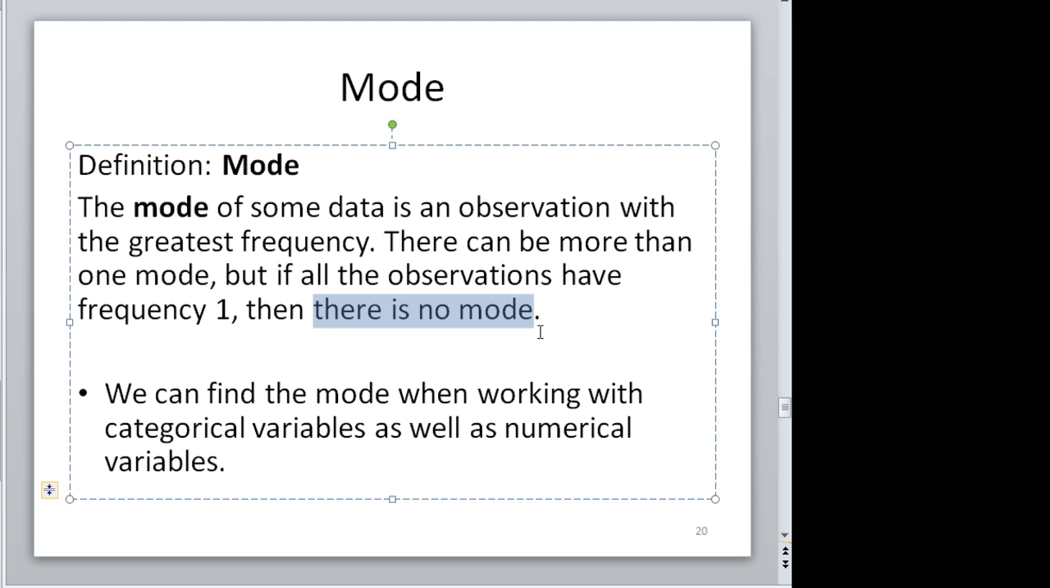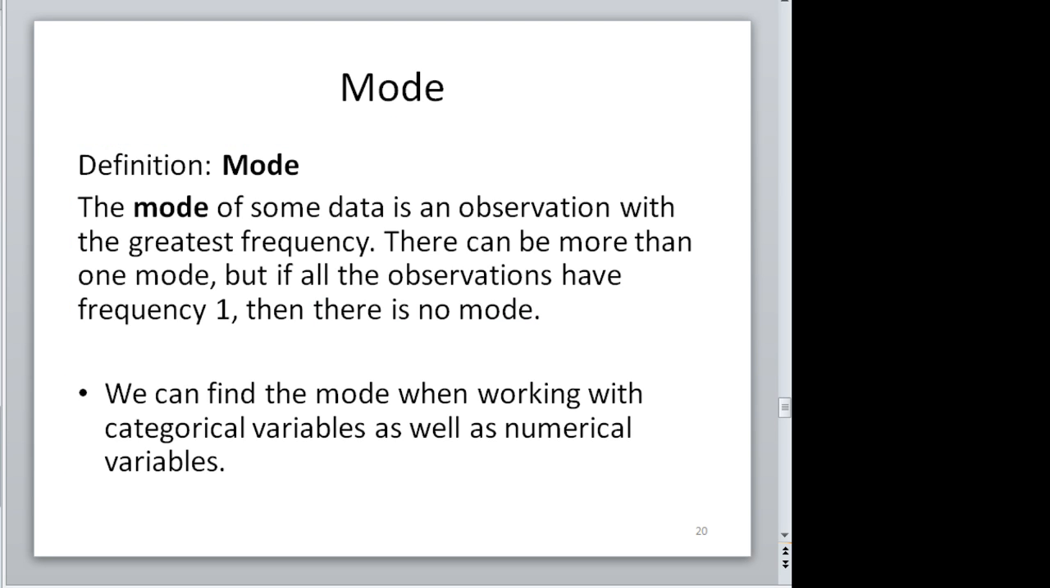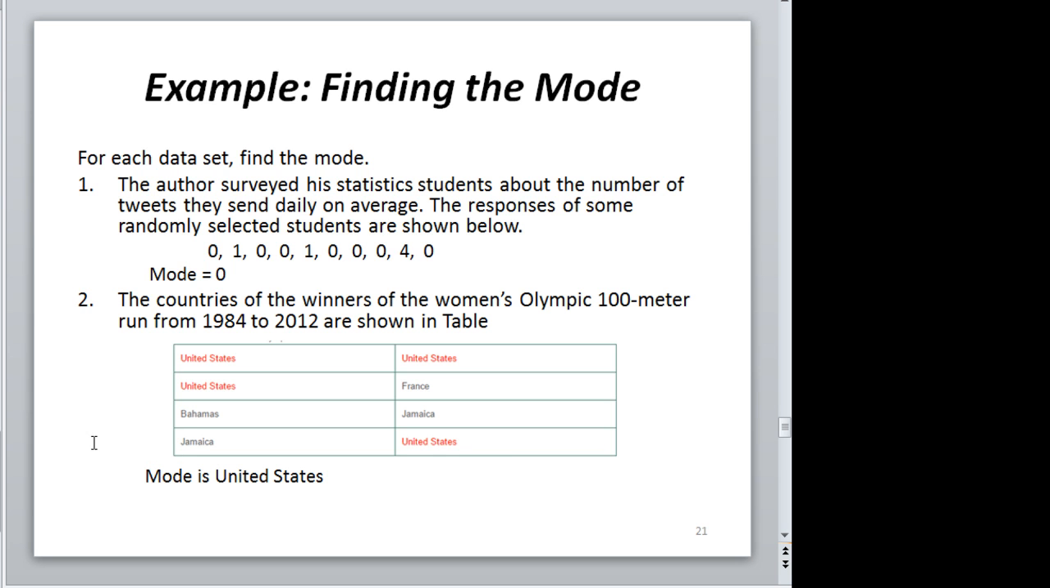Okay, and this mode, we can find the mode when working with categorical value as well as numerical value. Right? It doesn't have to be the number. It could be the categorical value, which means the names, right? Names.